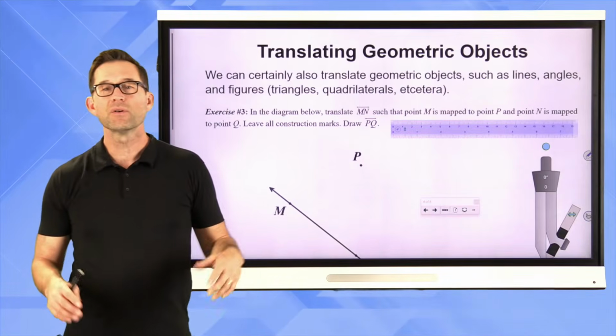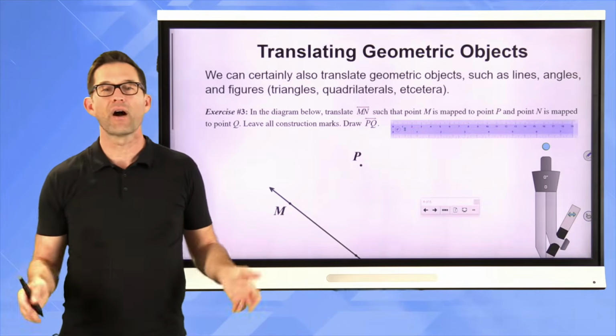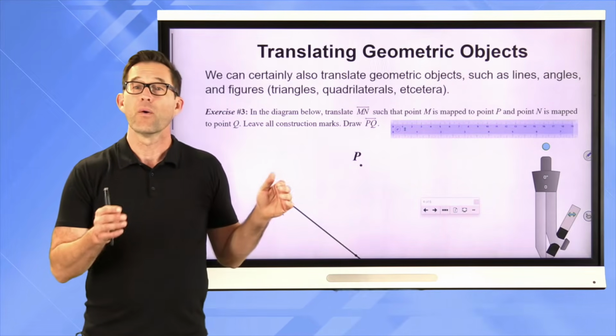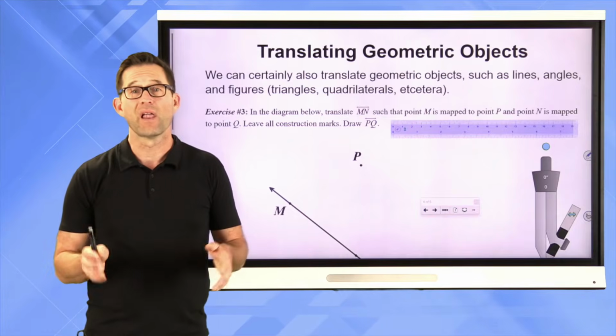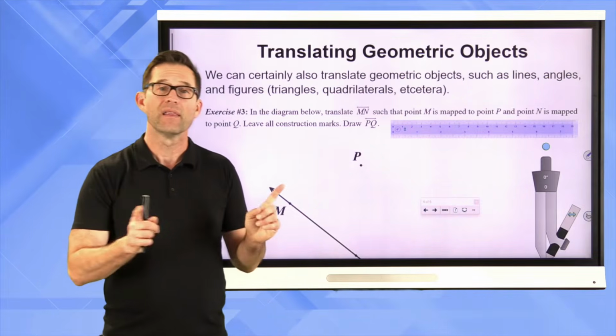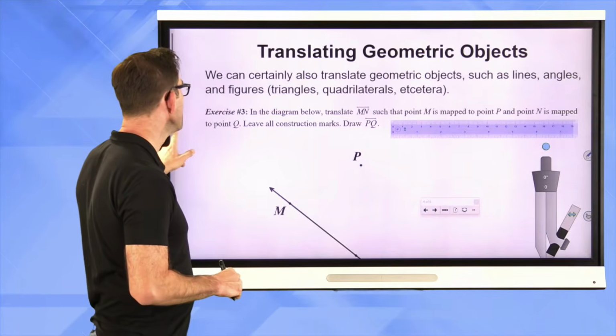Now, we can certainly translate geometric objects. So far, all we've done is translate points, right? Now, we can translate geometric objects such as lines, angles, and figures like triangles, quadrilaterals, etc. Okay? Let's take a look at exercise 3 where we do something like that.